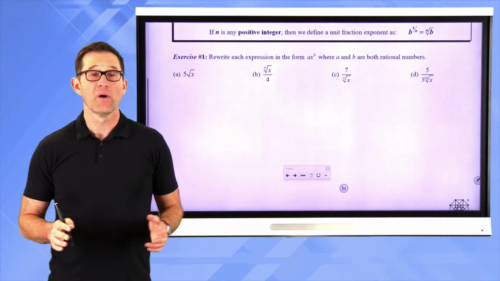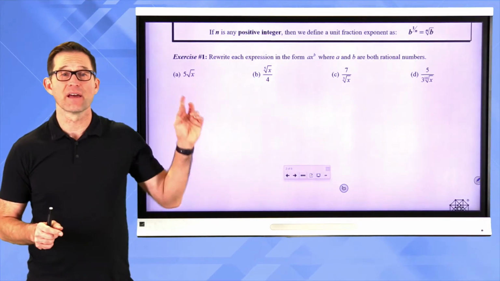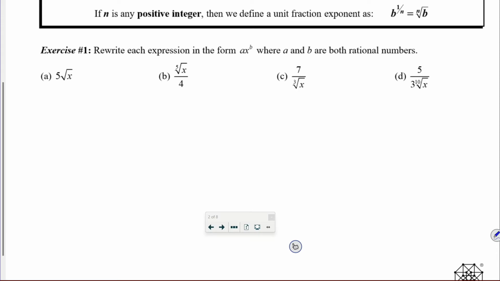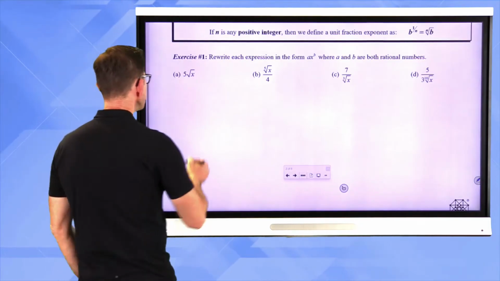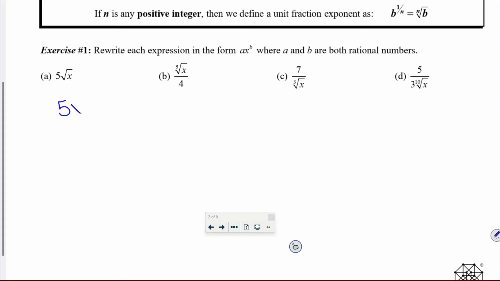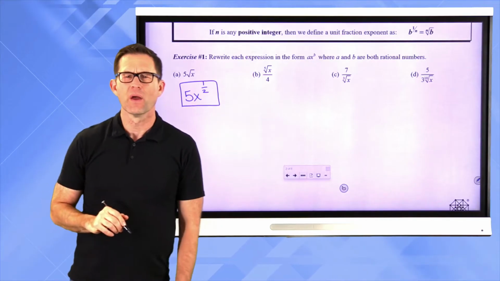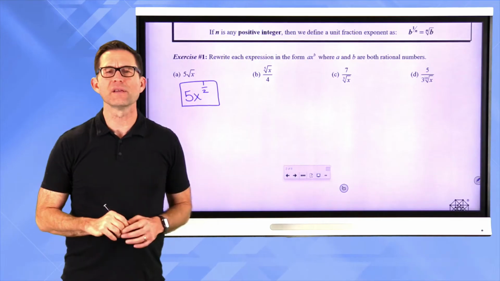All right, well in some cases this is very easy. Like letter A, we have 5 times the square root of x. So all I'm asking you to do in a situation like that is just be able to rewrite this as 5 times x to the 1/2. That's all. Now something like letter B is a little bit trickier.